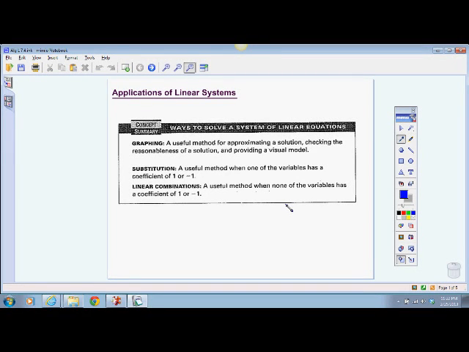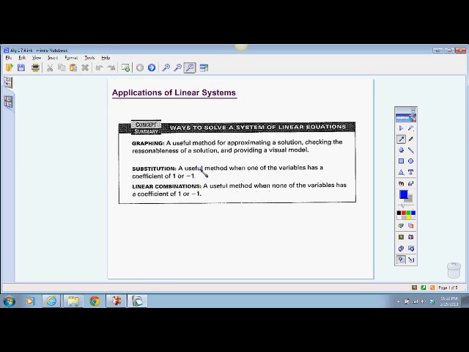We worked on 3 different methods for solving linear systems: graphing, substitution, and linear combinations. All 3 are useful, but in certain situations it's better to choose one method over the other. For graphing, a lot of times it's helpful when you want to approximate a solution, or sometimes just to see the graph, that visual model, and see where the lines are crossing. That can sometimes help you make decisions, as we'll see in a later example.